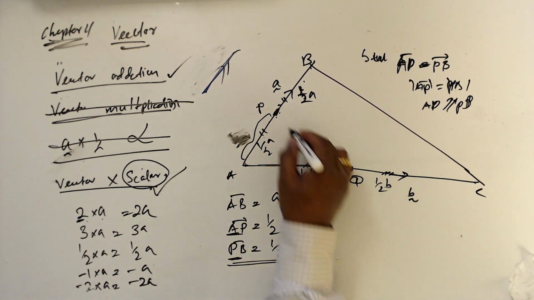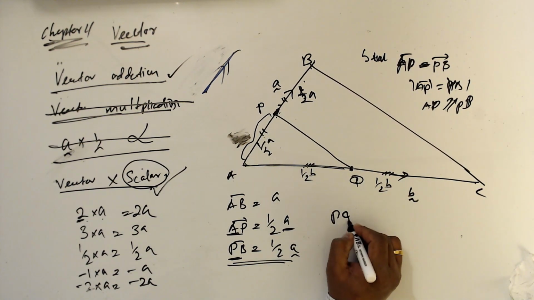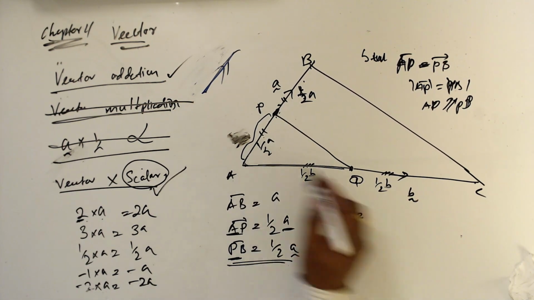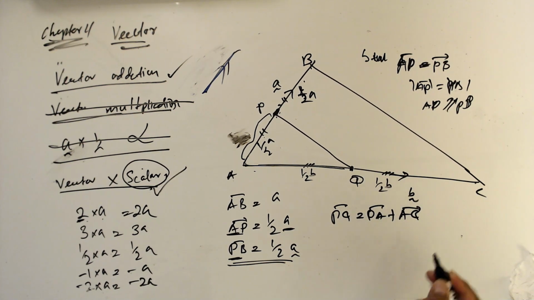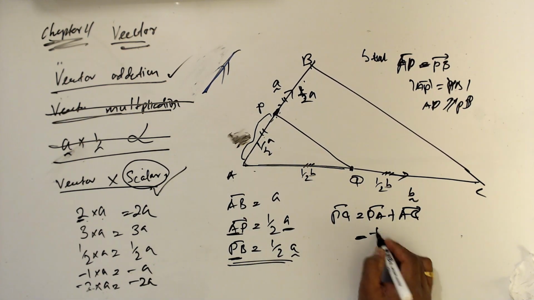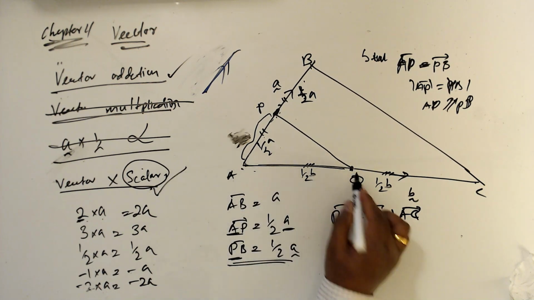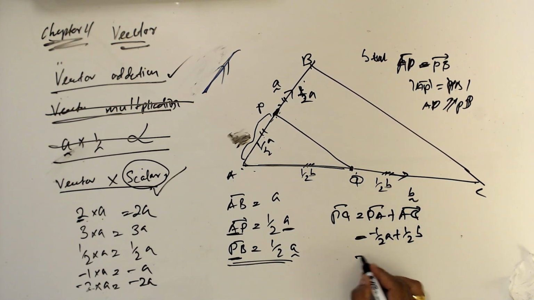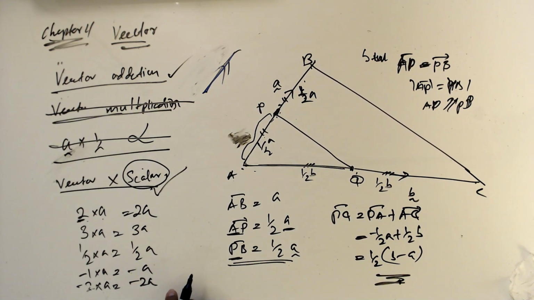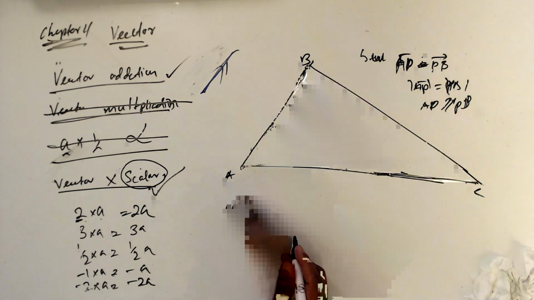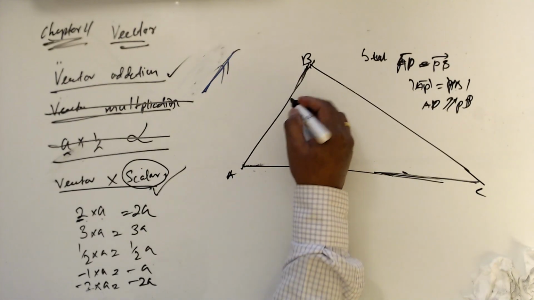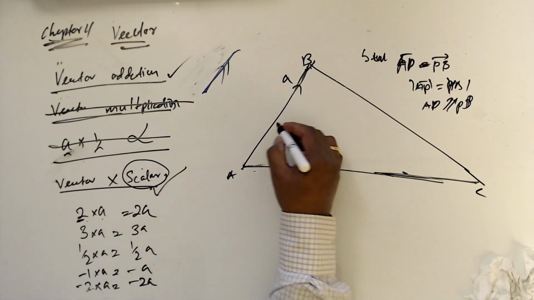Now I want to find PQ. PQ means PA plus AQ. So PA is what? Minus half A. AQ is plus half B. When you factorize, half of B minus A. Now this AB is A as usual.